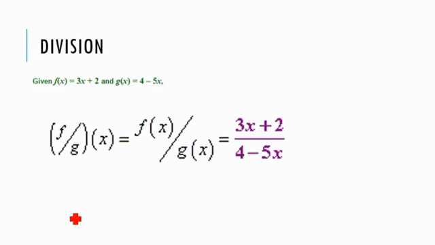Next we have division. f divided by g of x is again the same as f of x divided by g. So I just substitute my function into their proper location, into the formula, and this cannot be simplified any more than it already is. Therefore, our final answer would be 3x plus 2 over 4 minus 5x.